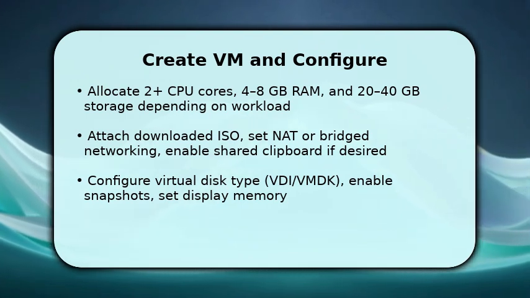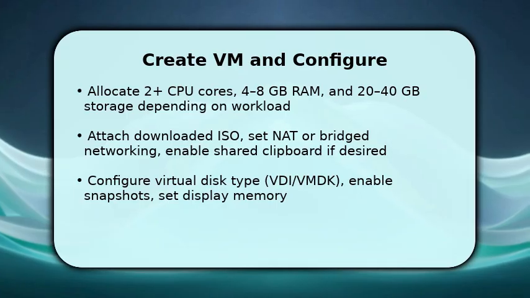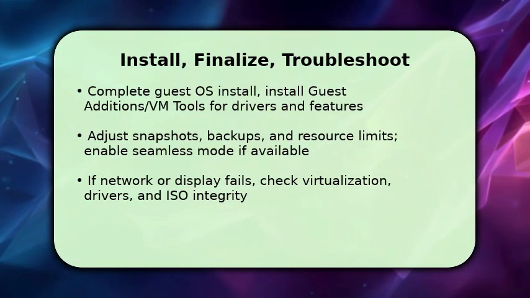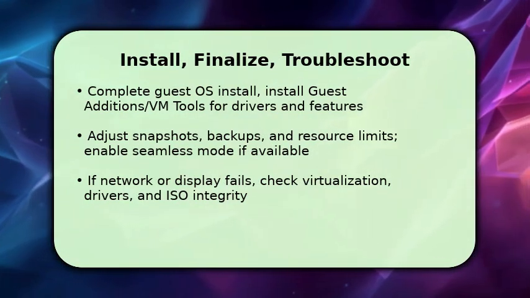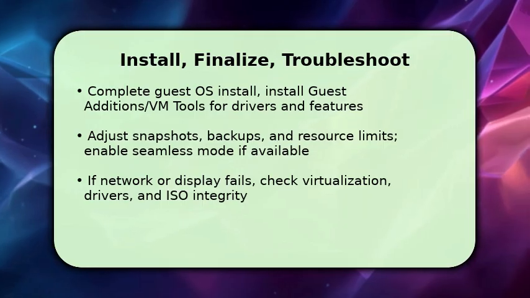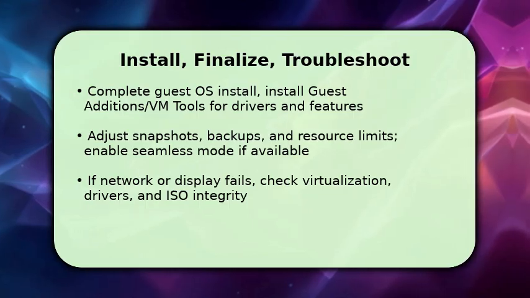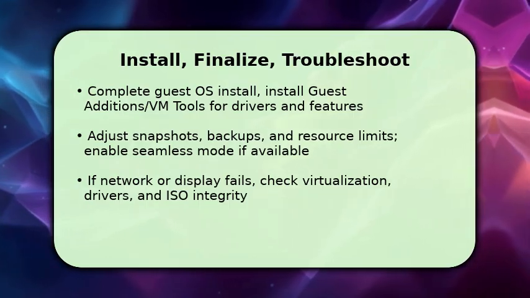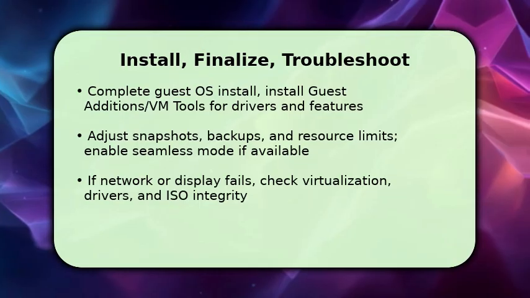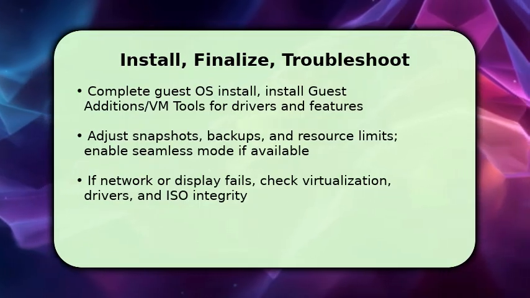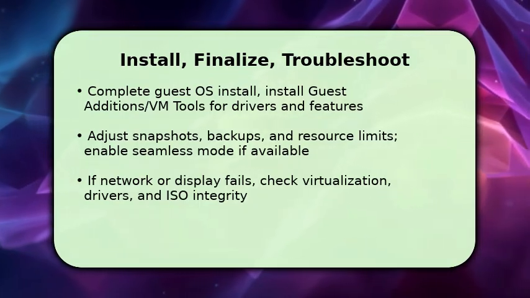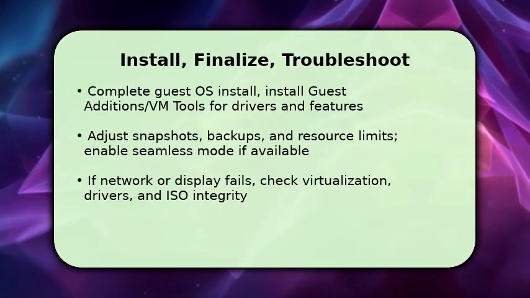Once configured, start the VM to begin OS installation. You finish by installing the guest OS from the ISO, and then immediately install guest editions or VMware tools to enable drivers, shared folders, and resolution scaling. After that, tweak resources if the VM is slow, create a snapshot for rollback, and configure automatic backups. Make sure integration features work and transfer files.